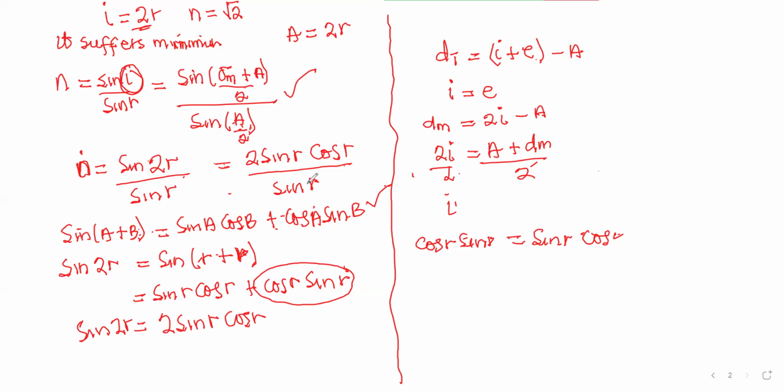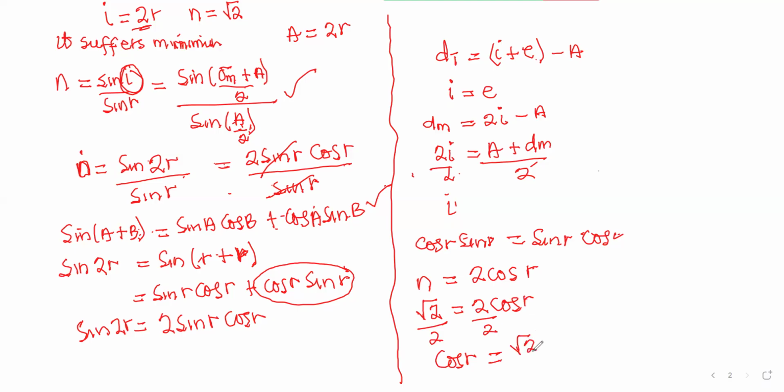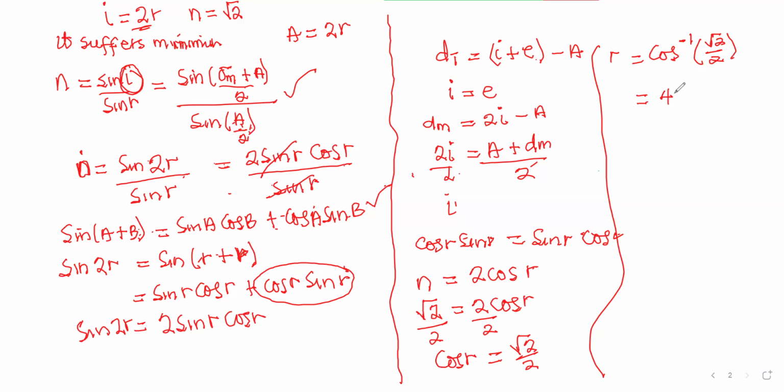If this is the case, then sine R can cancel sine R, so that the refractive index is equal to 2 cos R. Having given the refractive index to be root of 2, you can divide through by 2 to find cos R. So cos R is equal to root of 2 over 2, so that the angle of refraction R is equal to the cos inverse of root of 2 over 2, which is equal to 45.